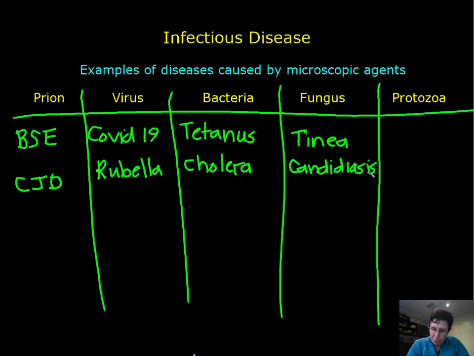Protozoal diseases, the primary one that I would wish you to investigate would be malaria. And others would include things like Giardia. Giardia is found in water. And toxoplasmosis is another brilliant one, transmitted by the fecal matter of cats.